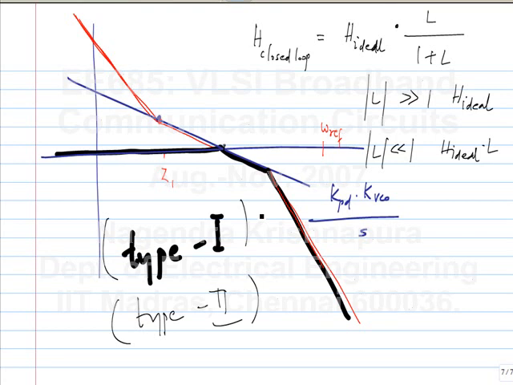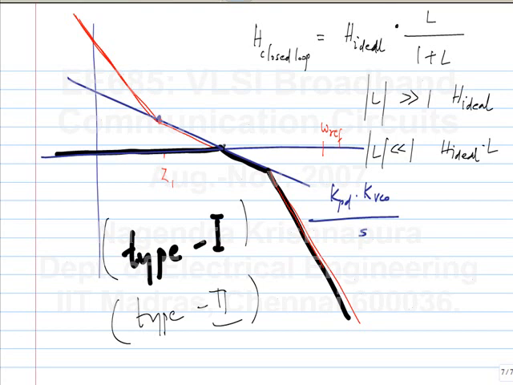Okay. So in this case, we have a type 2 loop. This is the practical loop that is used for a phase lock loop. So this original expression was KPD KVCO by S. How do we realize this? Realize this red curve. What is the transfer function of that?